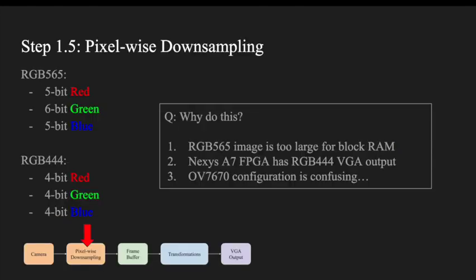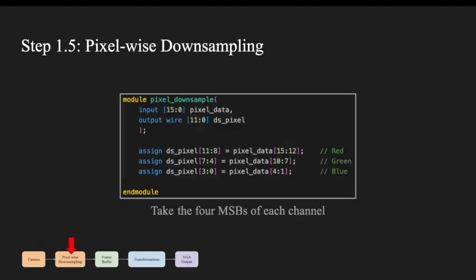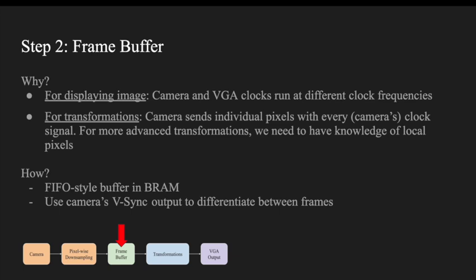Step 1.5, as I call it, is the pixel-wise downsampling, where we convert from RGB565 to RGB444. The reason we're doing this, one, is that RGB565 is too large for the block RAM, and two, the VGA on the Nexus A7 only has 4-bit output values anyway. To do this, we're simply taking the 4 most significant bits of each color channel and setting that as our RGB444. Very simple.